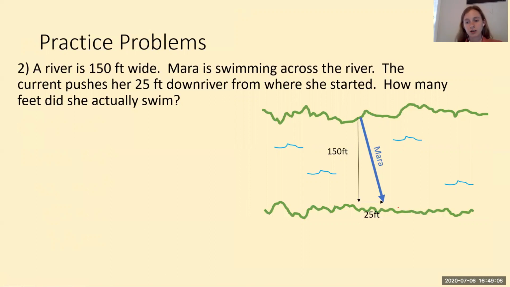So I've got a little picture that I drew here of this situation, right? If there was no current in this river and she was able to just swim straight across, that would be 150 feet. So straight across this river is 150 feet, but she got pushed a little bit as she was swimming. The current pushed her downriver, so she ended up 25 feet down from where she started. So she actually swam a little bit longer than 150 feet. She swam this diagonal line here. So we are going to use the Pythagorean theorem to figure out the length of that line that she swam.